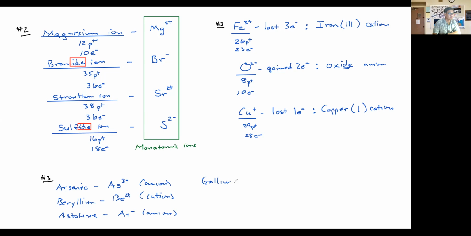Gallium is a 3A metal, and so very much like aluminum, it's going to lose 3 electrons. I'm sorry, it's going to lose 3 electrons, and this becomes a cation with a 3+ charge. So, a cation here. All right.